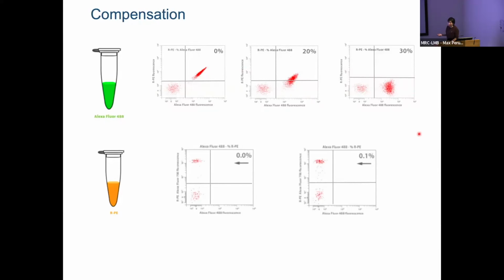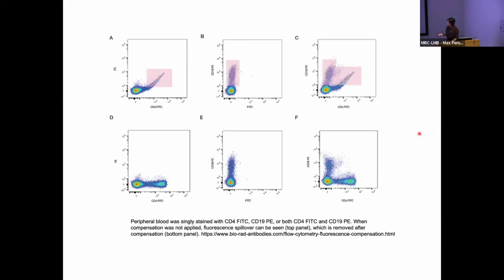So single color controls are necessary for multicolor experiments. This is an example where we don't do color compensation, and you can see this FITC signal spills into the PE channel, so this population looks like a double positive. After applying the compensation calculation, we can see the FITC falling into its own place, and there's no double positive population, as it is supposed to be.